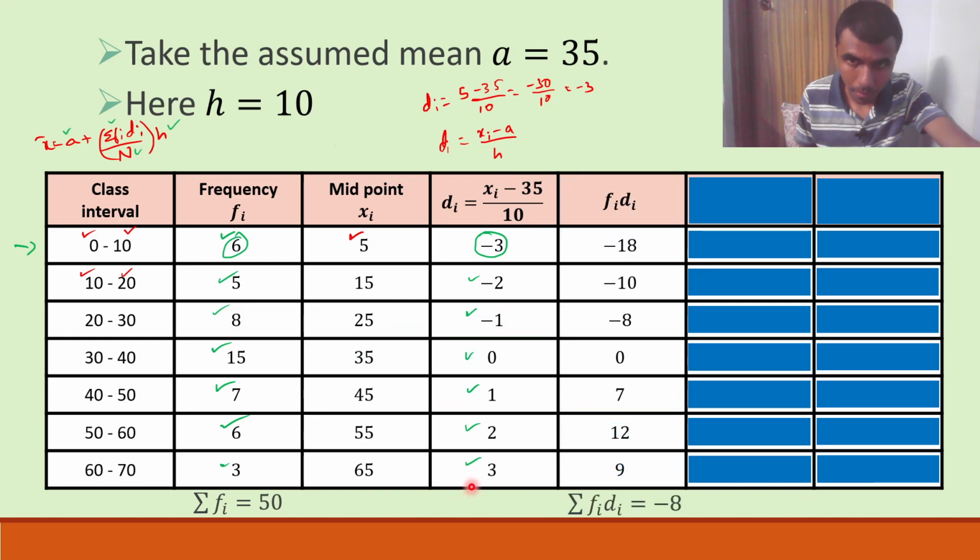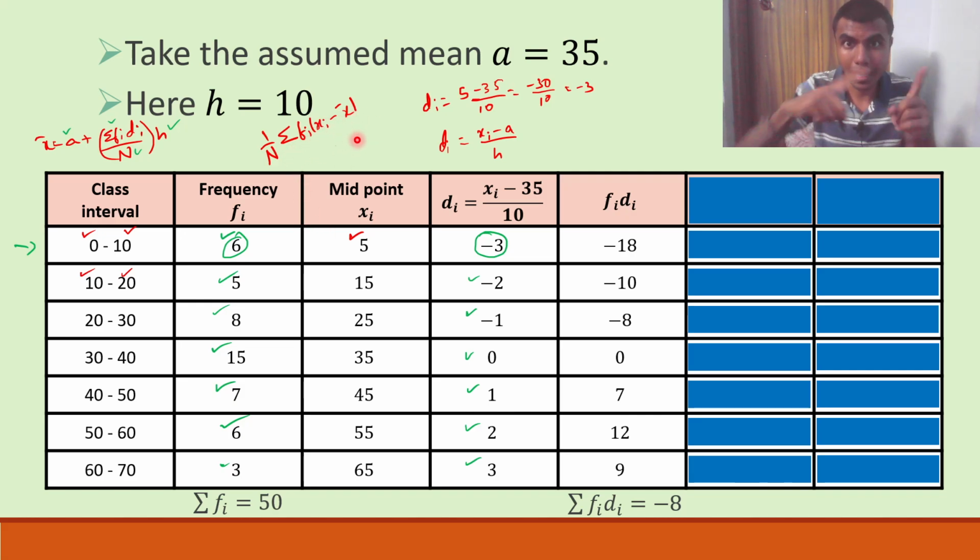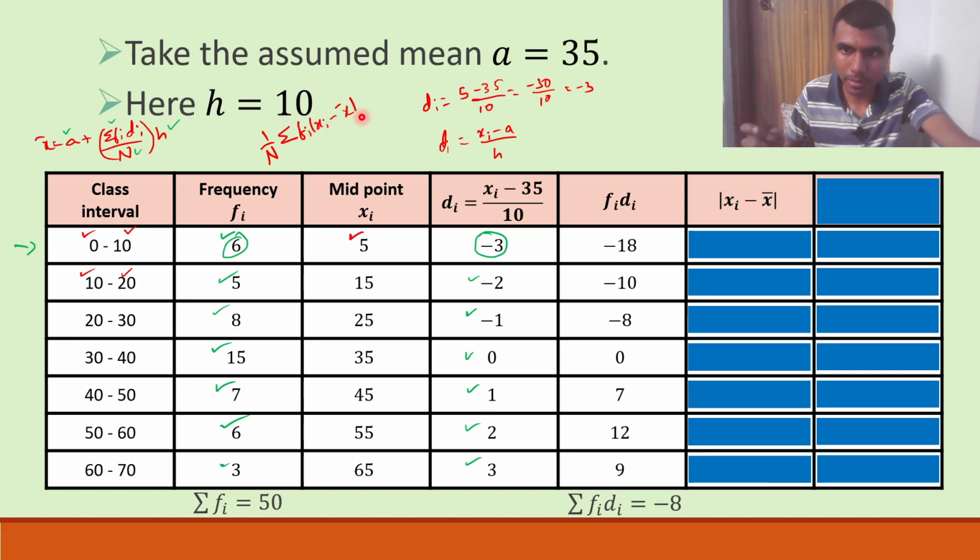Okay, now the mean deviation from mean formula is 1 by n sigma fi into modulus of xi minus x bar. Here x bar is what we calculated, 33.4. So first I need to find out modulus of xi minus x bar. That's what I'm going to find out.